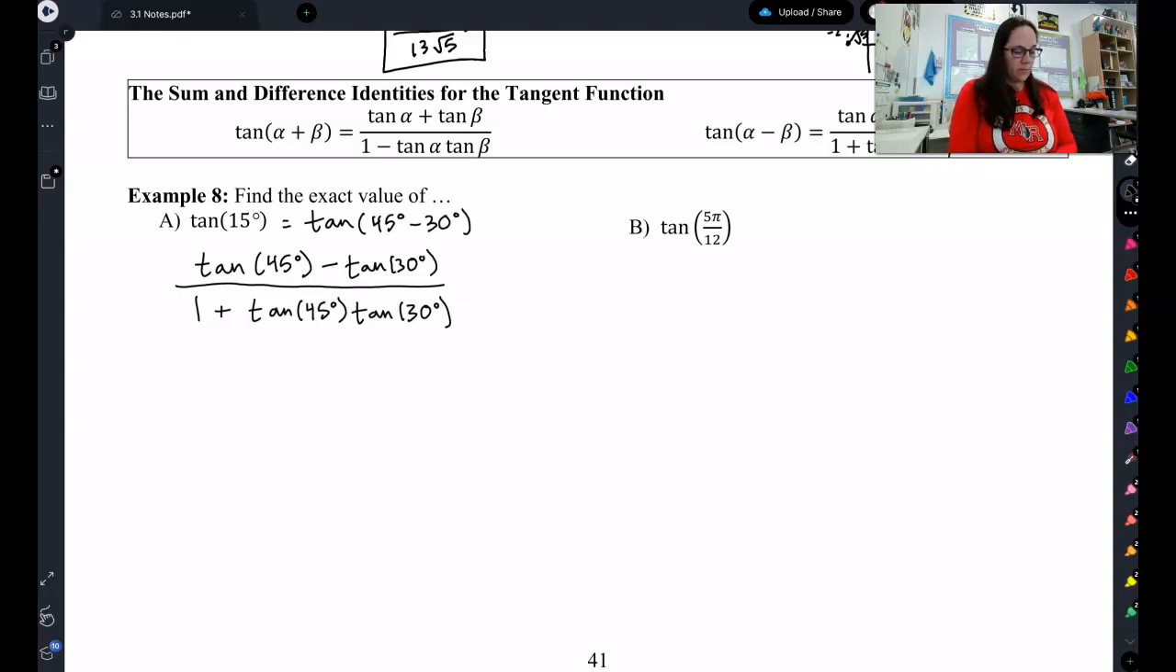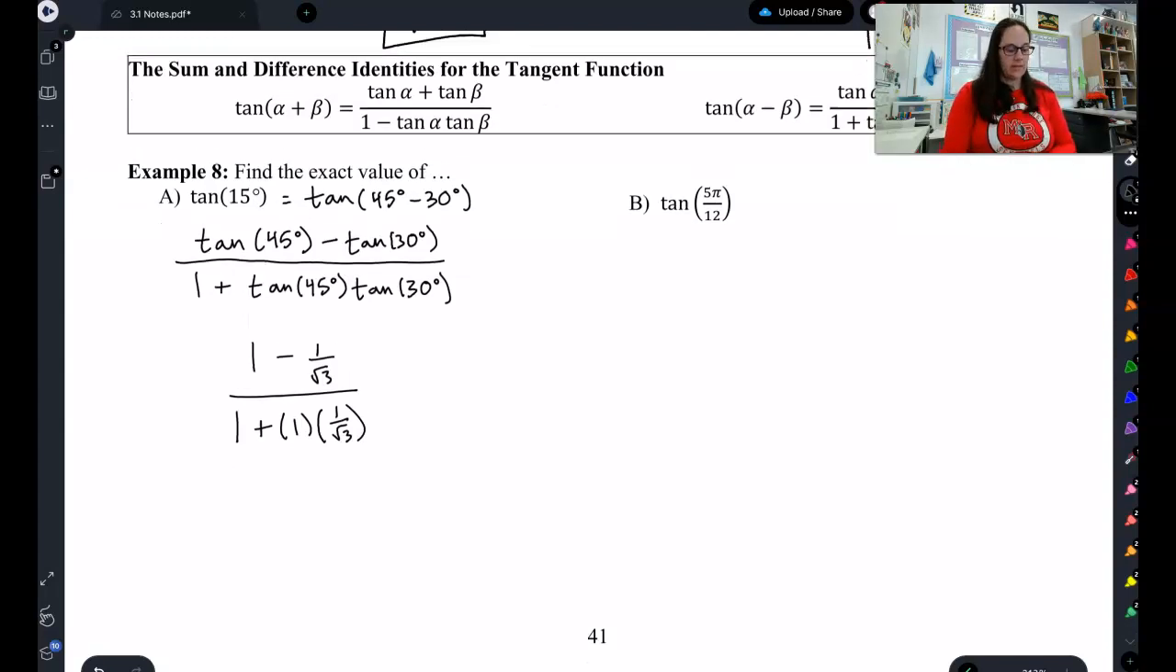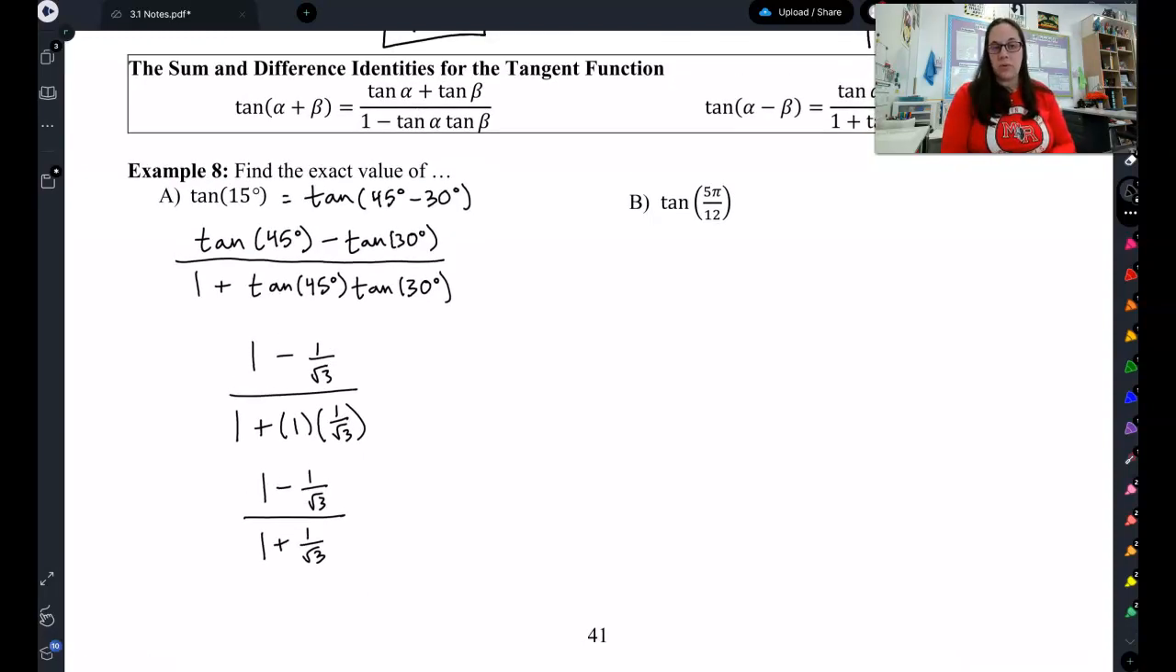So I know tangent of 45 is 1, tangent of 30 is 1 over root 3, and then I have 1 plus, and I multiply those two together. So I get this. So I get 1 minus 1 over root 3 over 1 plus 1 over root 3. Now, we do need to simplify this further, so let's do it by getting common denominators and doing keep, switch, flip. So I'm going to change this 1 to be root 3 over root 3.